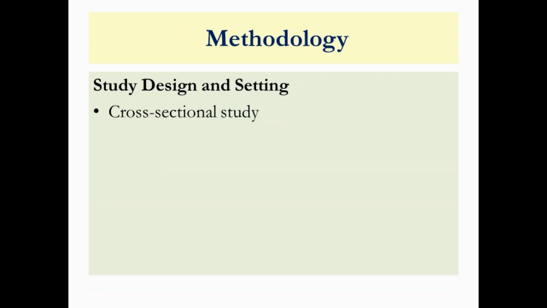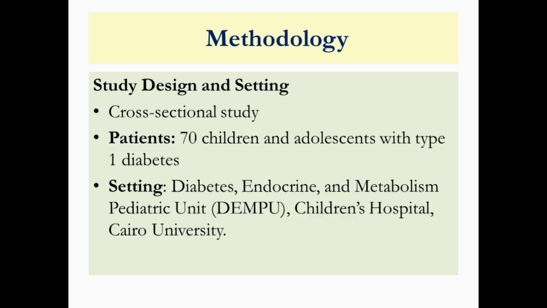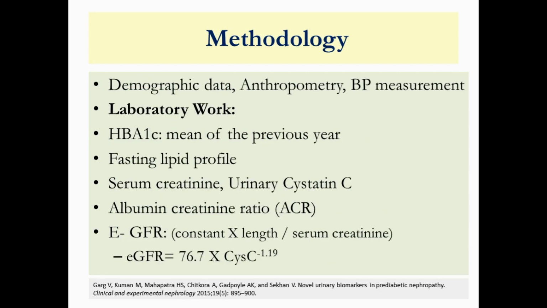It was a cross-sectional study done on 70 children and adolescents with type 1 diabetes who were recruited from the Diabetes, Endocrine and Metabolism Pediatric Unit, Children's Hospital, Cairo University. It was ethically approved by Cairo University. Demographic data: anthropometry, blood pressure, hemoglobin A1C, fasting lipid profile, serum creatinine, urinary cystatin C, albumin creatinine ratio, and estimated glomerular filtration rate was calculated both by using creatinine and urinary cystatin C.